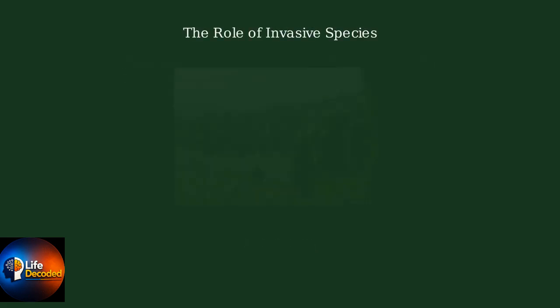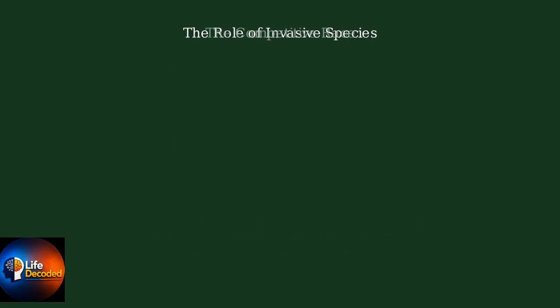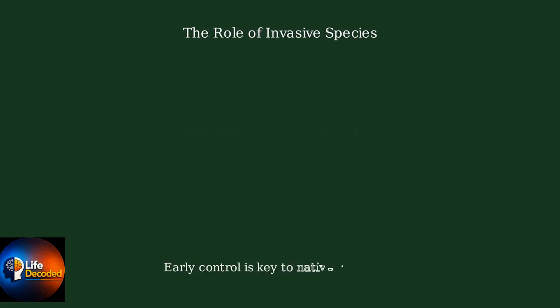When a disaster strikes, it leaves behind an open void in the landscape. While this is a chance for native recovery, it also acts as a magnet for invasive species, which often exploit this empty space to take over. Because invasive species often grow and reproduce more rapidly, early management is crucial. Controlling them prevents them from choking out native seedlings that are struggling to stabilize the environment.